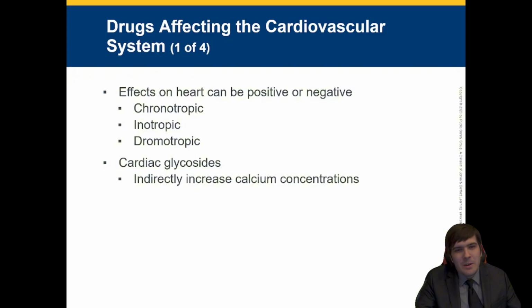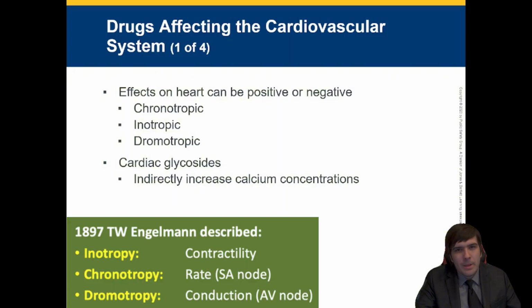Effects on the heart can be positive or negative. Chronotropic is the heart rate. The Greek deity known as Kronos is the personification of time, so how many times the heart beats. Inotropic is the strength of your contraction of the heart. And dromotropic has to do with the speed of electricity being conducted through the heart.